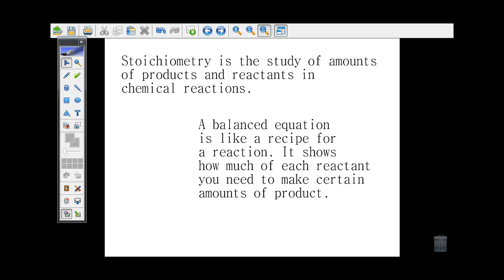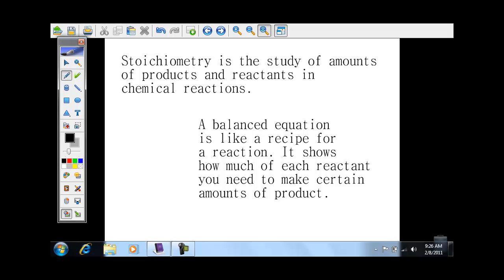All right, so what is stoichiometry? Stoichiometry is the study of amounts of products and reactants in chemical reactions. What does that mean? It means that in this chapter, I'm going to be giving you an amount to begin with, and you're going to be predicting how much can be made, how much we need to make that, or I'm going to give you how much we need, and you're going to tell me how much stuff to use to make it. It's just like a recipe.